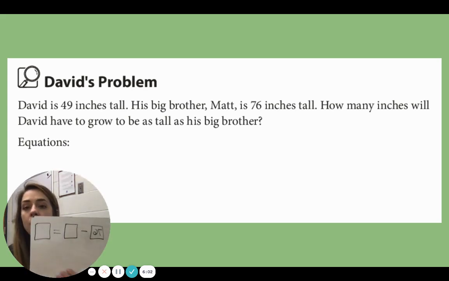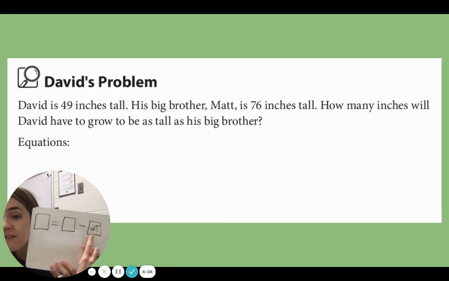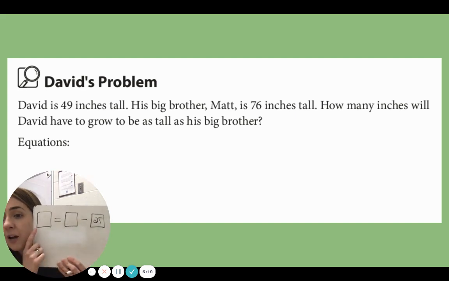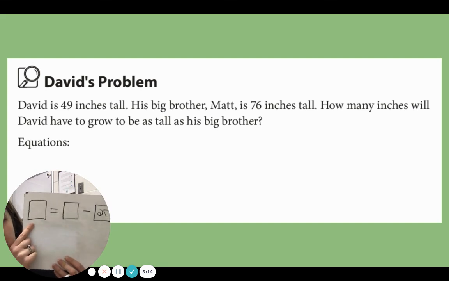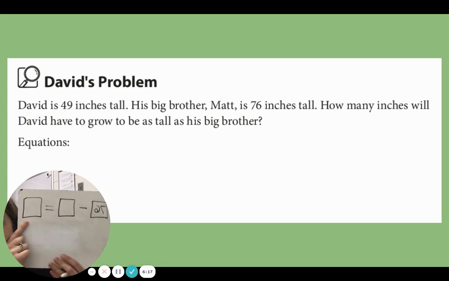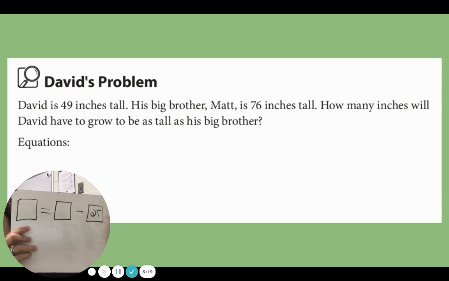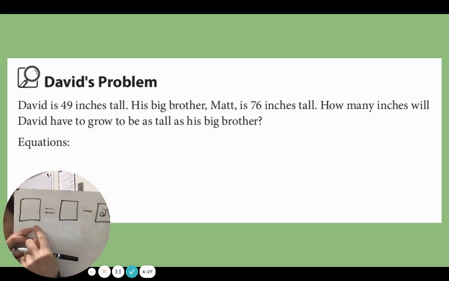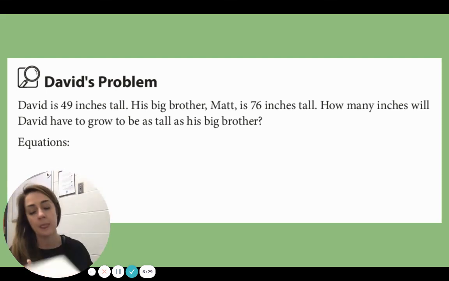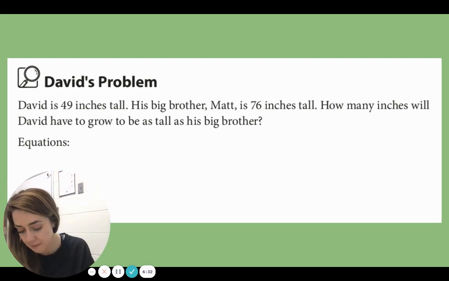Okay. So Matt is 76 inches tall. David is 49 inches tall. And I want to know how many more inches David has to grow. So I'm going to take how tall Matt is and subtract how tall David is right now to figure out how many more inches David needs to grow. So I'm going to plug that 49 in.